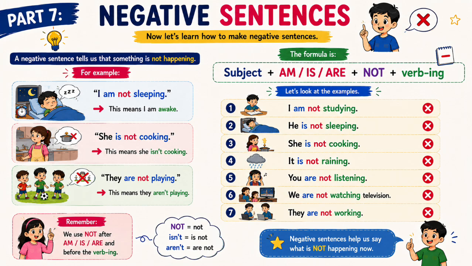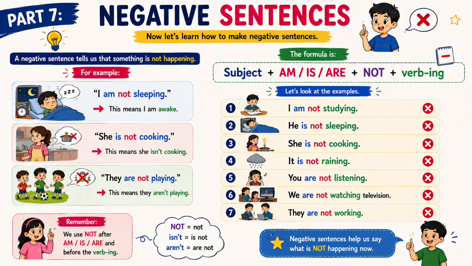Point number 7. Negative sentences. Now let's learn how to make negative sentences. The formula is subject plus am, is, are, plus not, plus verb-ing. We simply add not after am, is, or are. For example, I am not sleeping. She is not cooking. He is not working. We are not watching television.